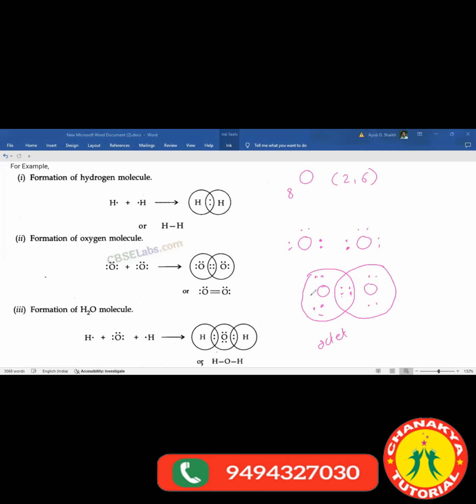And one shared pair forms one single bond. There are 2 shared pairs, and hence oxygen has a double bond in its molecule. And the remaining 4 electrons have been shown like this only. You can check this. Clear? These 2 molecules are homoatomic, right? Why? Because both the atoms are similar, correct? And now we are going to see the example for heteroatomic.